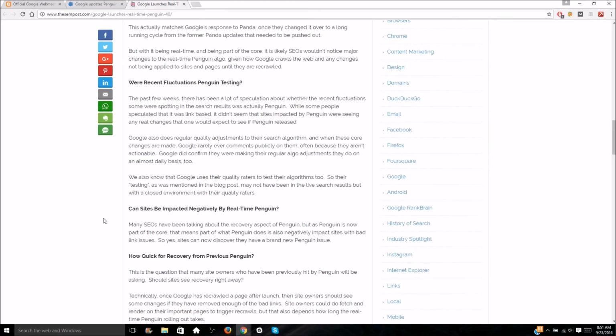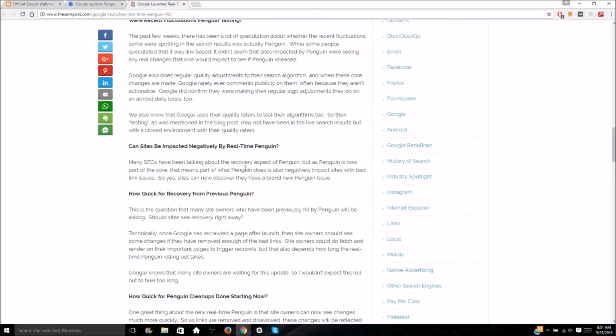So can sites be negatively affected by real-time Penguin? Yes, they can. Real-time Penguin works both ways. Sites can recover in real time, they can also be affected negatively in real time.